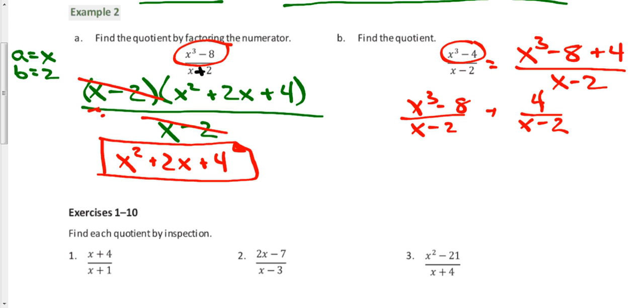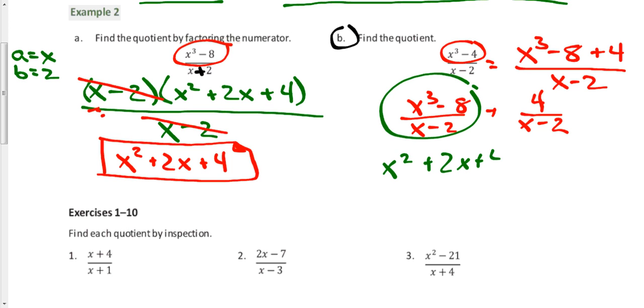All right. So this process that we've done twice, for example 2b and on the previous page example 1b, this is what we call inspection. So let's finish our inspection process here. What does this simplify to? x squared plus 2x plus 4, and then plus 4 over x minus 2.